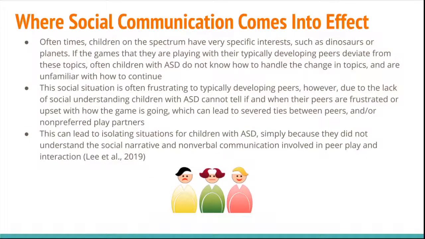Oftentimes, children on the spectrum have very specific interests, such as dinosaurs or planets, and if the games they are playing with typically developing peers deviate from these topics, children with ASD often do not know how to handle the change in topic and are unfamiliar with how to continue. So, children on the spectrum feel very uncomfortable with situations they don't understand, and they perseverate or obsess over specific things or topics, such as dinosaurs or planets. They know and understand that, and it's comfortable, so they can talk about it for hours and continue on because that's what they're super interested in, and they get stuck on it.